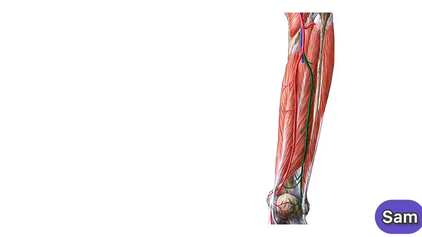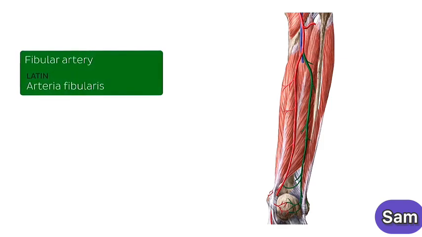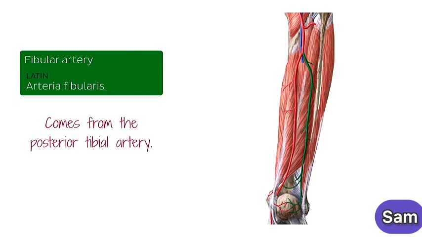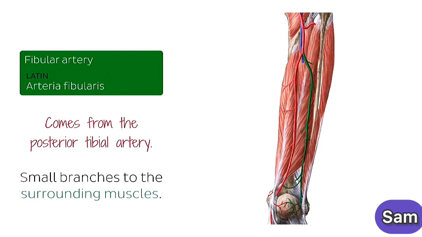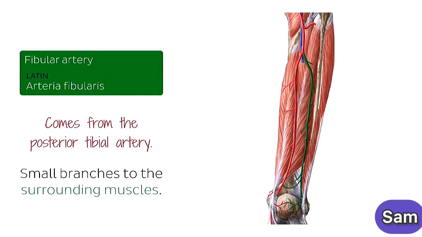One of the branches of the posterior tibial artery is known as the fibular artery, also known as the peroneal artery. And as I mentioned, this one comes from the posterior tibial artery and runs along the lateral aspect of the fibula towards the foot, as you can see in this posterior view. During its course, it's going to give off several small branches to the surrounding muscles.